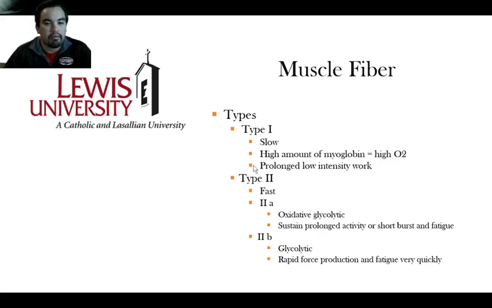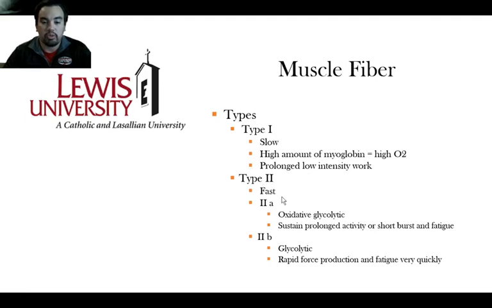So then we have muscle fibers. I'm sure you guys have heard of by now fast twitch and slow twitch muscle fibers. So type 1 muscle fibers are slow twitch fibers. They have a high amount of myoglobin in them, which means they have a lot of oxygen within them. So those are most utilized during prolonged low intensity work. That's where you think of your endurance runner, your endurance athlete.